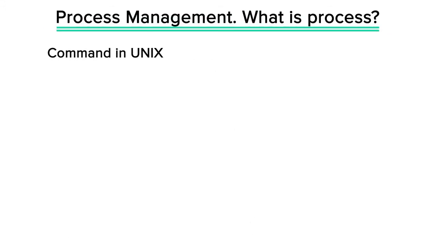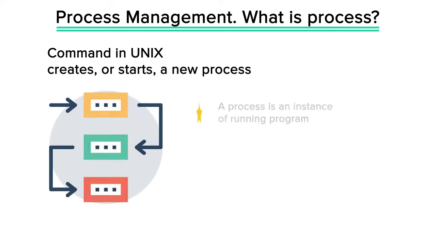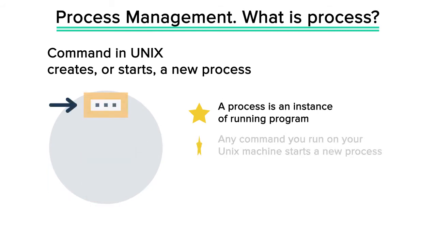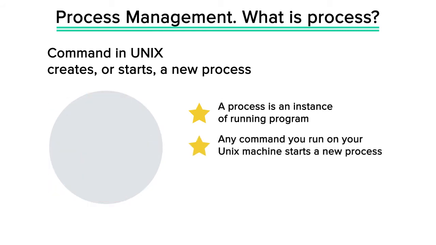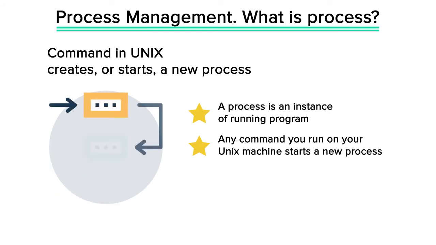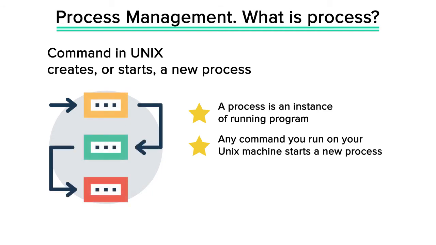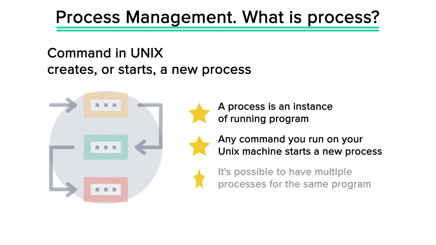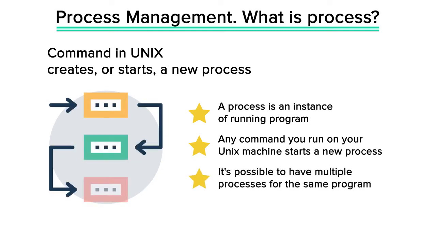Whenever you issue a command in Unix, it creates or starts a new process. A process, in simple terms, is an instance of a running program. The operating system tracks processes through a 5-digit ID number known as the PID or process ID. Each process in the system has a unique PID. The kernel keeps track of all these processes and stores a little bit of basic metadata about them in a process table. In Unix, it's possible to have multiple processes for the same program.